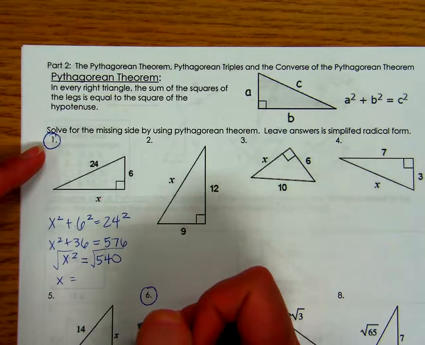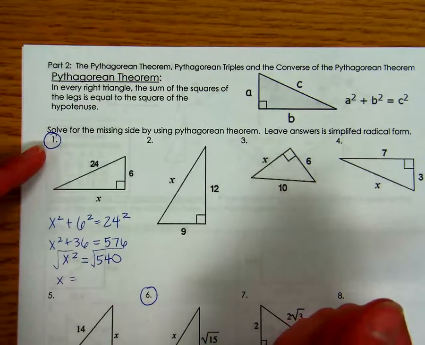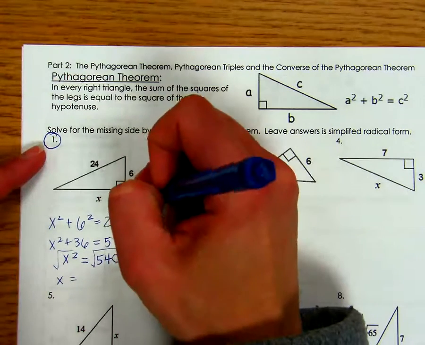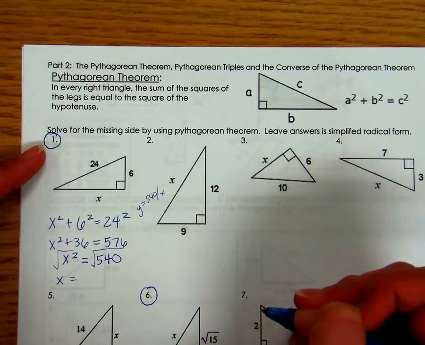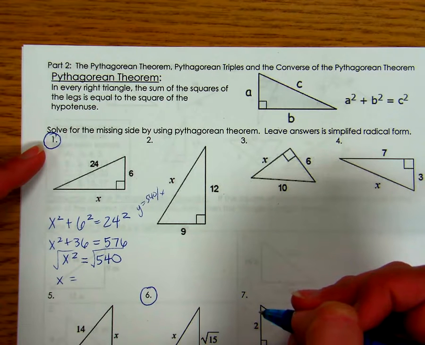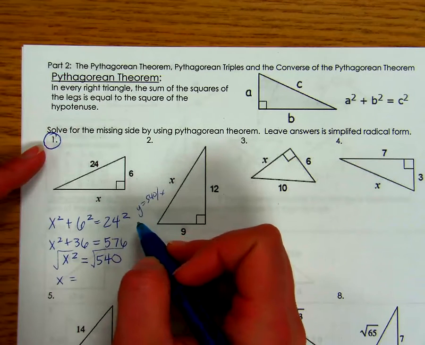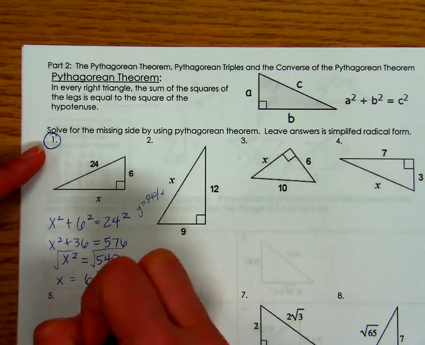At this point, you can definitely use the calculator to try to start breaking down 540. You can also use y equals and do 540 divided by x and try to find what whole numbers go into it. I will tell you right now that it is 36 times 15. And if you go to your table of values, you can see it's 36 and 15. The square root of 36 is 6, times the square root of 15.